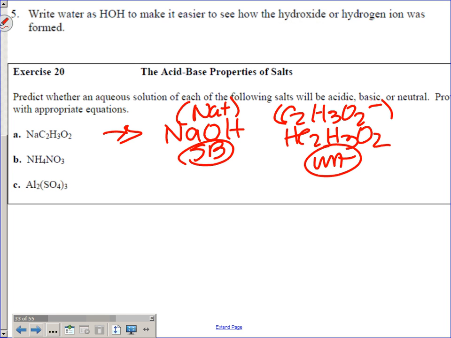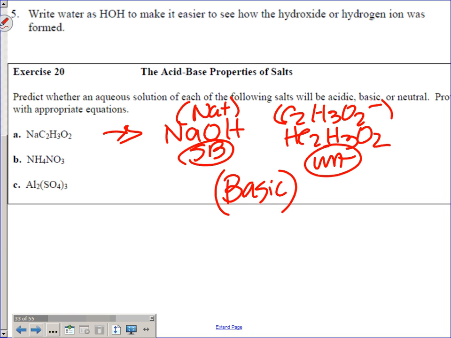Automatically, you should be able to predict the acidity of the salt. It is basic. Now, you can't necessarily predict the pH because it does depend on the concentration, but you know it's basic. It's a pH above 7. So the cation and anion are predictable.